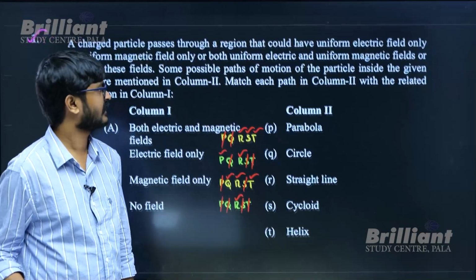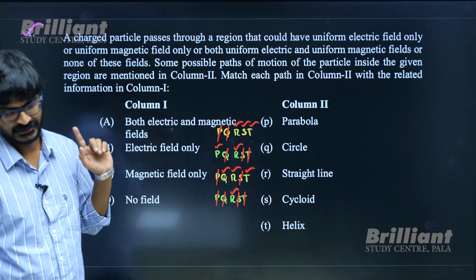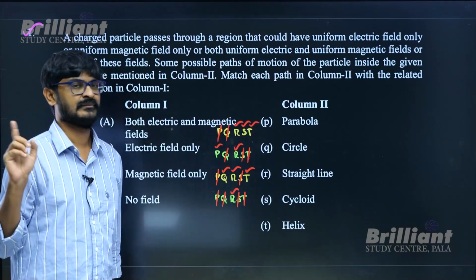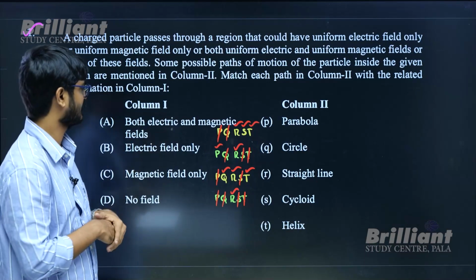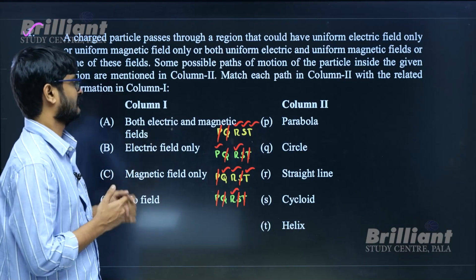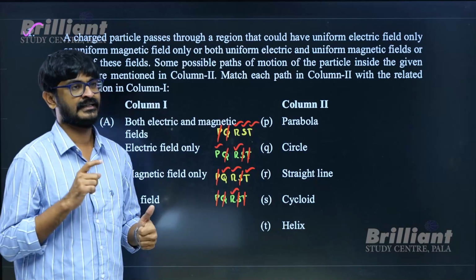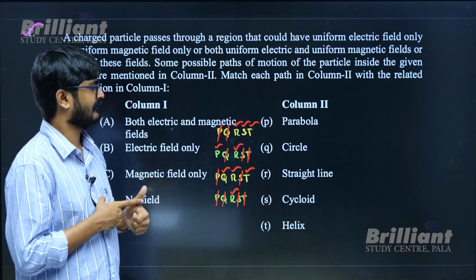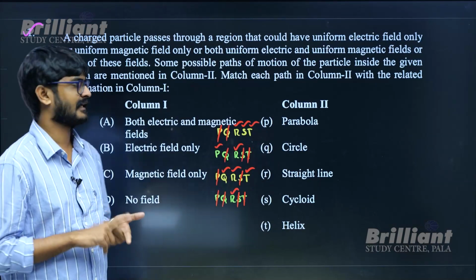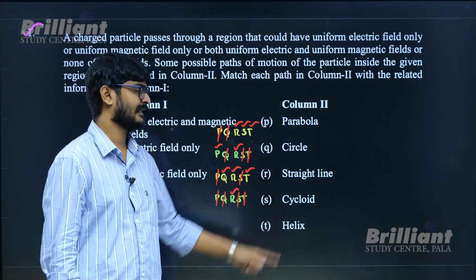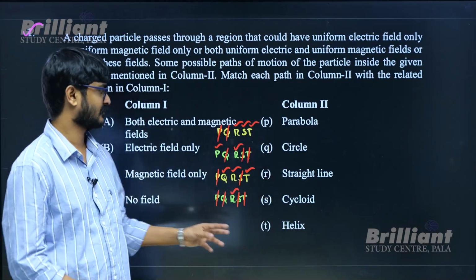This question we have already discussed, I have already taken it in multi-correct I think, but again, those who didn't watch it, you can probably see there. Parabola will happen when electric field and velocity make some angle. Circle will happen when velocity and magnetic field are perpendicular. Straight line will happen in many ways, we will come to straight line later.